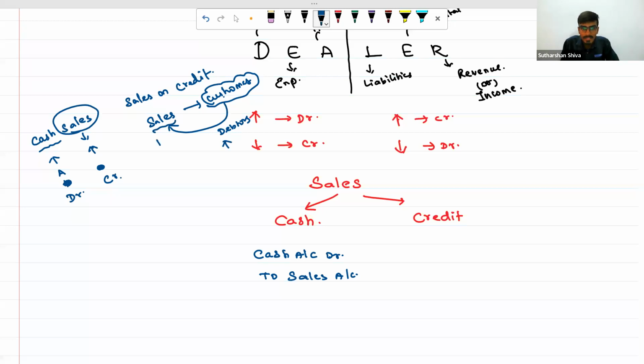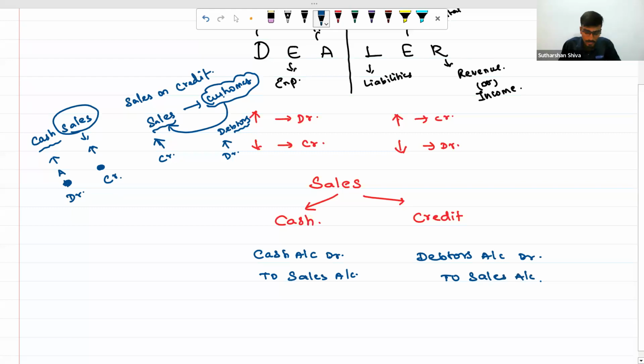My sales are committed, because on the accrual basis I am making a sale. Sales is a revenue generating activity, that is a trading income generating activity. So it has increased, I will credit. Debtors is increased, I will debit. So my journal entry will become debtors account debit to sales account. This is a basic few transactions which you need to remember regarding sales, cash, and credit.